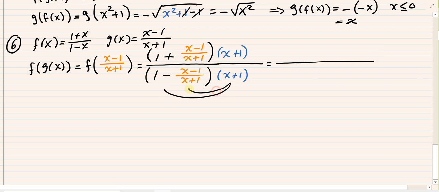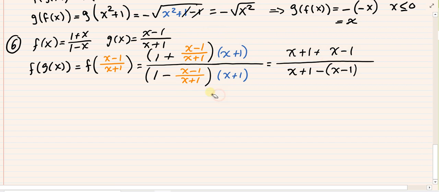So I'm going to distribute in the bottom. I get x plus 1 minus x minus 1. Distribute the top. We get x plus 1 plus x minus 1, right? Now let's combine like terms. In the numerator, I'm going to get 2x. In the denominator, this is going to be, let's see.